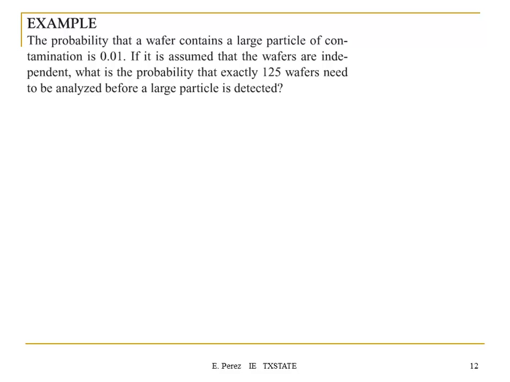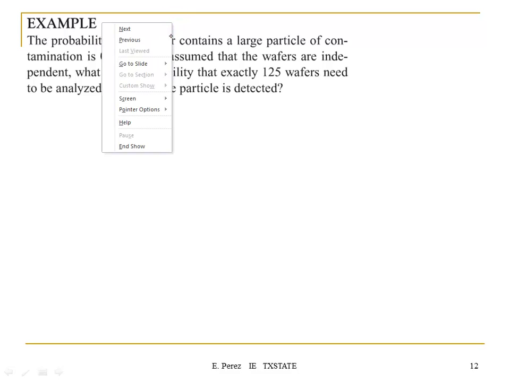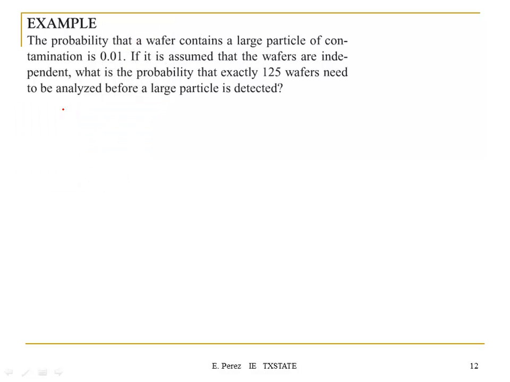So we are looking at the geometric, and again, the type of random variable that we're going to look at is x, where x is the number of trials until the first success. Okay, so again, our first success is defined by finding this variable. That's our success.